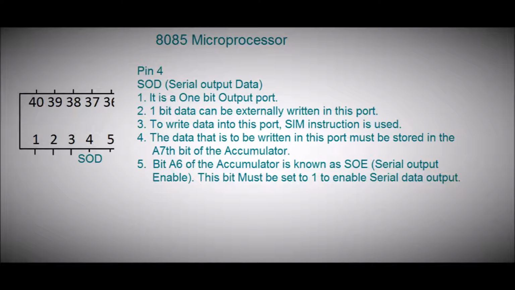Pin 4. SOD, serial output data. 1. It is a 1-bit output port. 2. 1-bit data can be externally written in this port. 3. To write data into this port, SIM instruction is used. 4. The data that is to be written in this port must be stored in the D7th bit of the accumulator. 5. Bit D6 of the accumulator is known as SOE, serial output enable. This bit must be set to 1 to enable serial data output.